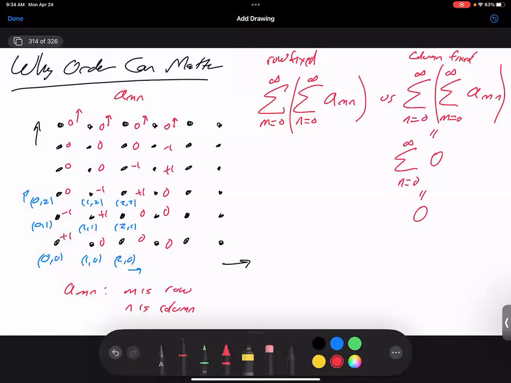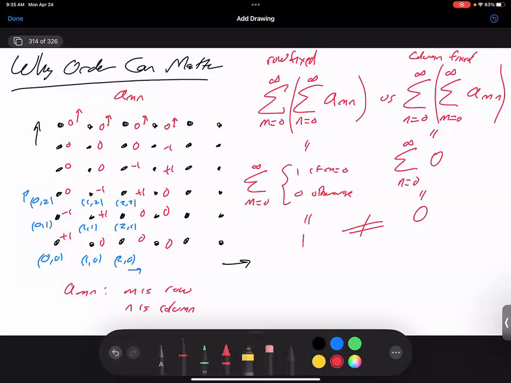Now let's look at the other one, where now we fix the row. What's the sum of the first row? What's the sum of the second row? What's the sum of the third row? What's the sum of every row other than the first? It is equal to the sum, m goes from 0 to infinity, of 1 if m equals 0 and 0 otherwise. So this is equal to 1, and 1 is not 0. So here's an example of a double sum where the order matters.